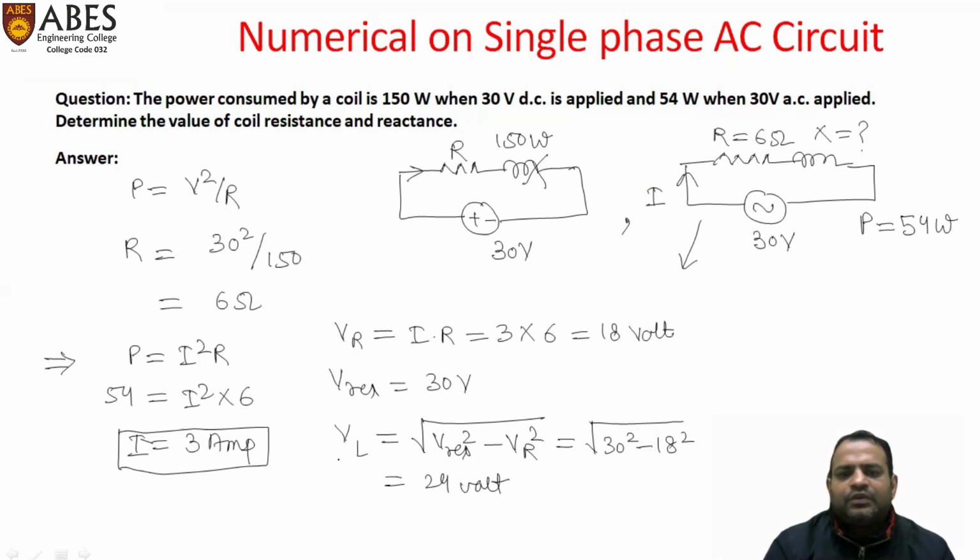We know that VL is I into XL, so the value of XL is 24 divided by the current, 3 ampere. So we get 8 ohm. In such a way, we calculate the reactance and resistance of such a circuit.